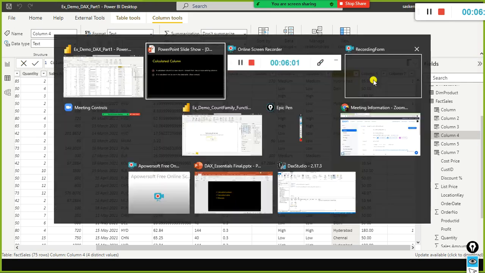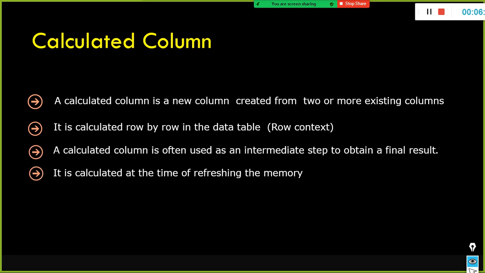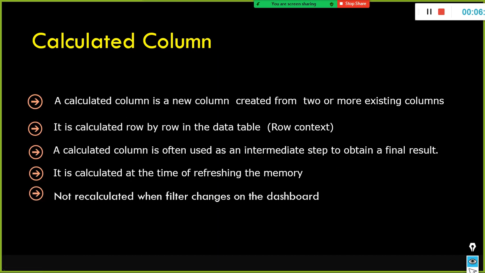And importantly, remember this: the calculated column will get refreshed at the time of refreshing the memory, or at the time of refreshing your report. Only when you refresh your report will the calculated column get refreshed in the memory. It will not get recalculated when the filter changes on the dashboard. Let's say you have a slicer. When you make a selection in a slicer, it will apply the filter, right? Even though you apply the filter, the calculation will not change. The formula will remain as it is.